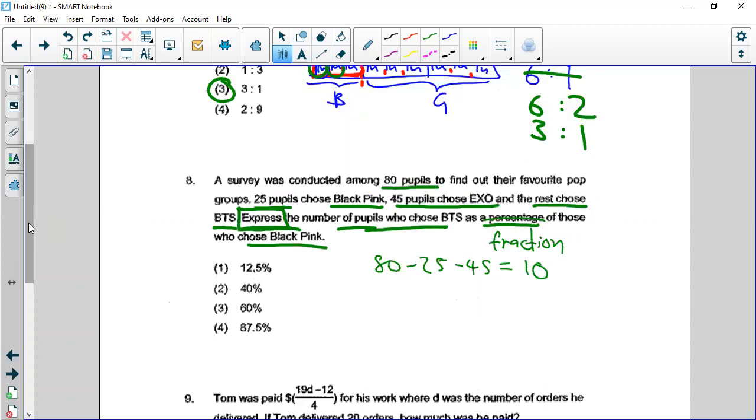And how do you get your fraction? Express the pupils who choose BTS as a fraction of those who choose Blackpink, which is 25. So 10 over 25. So that's your fraction already. Then how do you get your percentage? Shortcut. Make the denominator 100: times 4, and then you times 4, and you get 40 over 100, and that will be 40%. So 40% is your answer. Clear? Understand? Okay, all right.